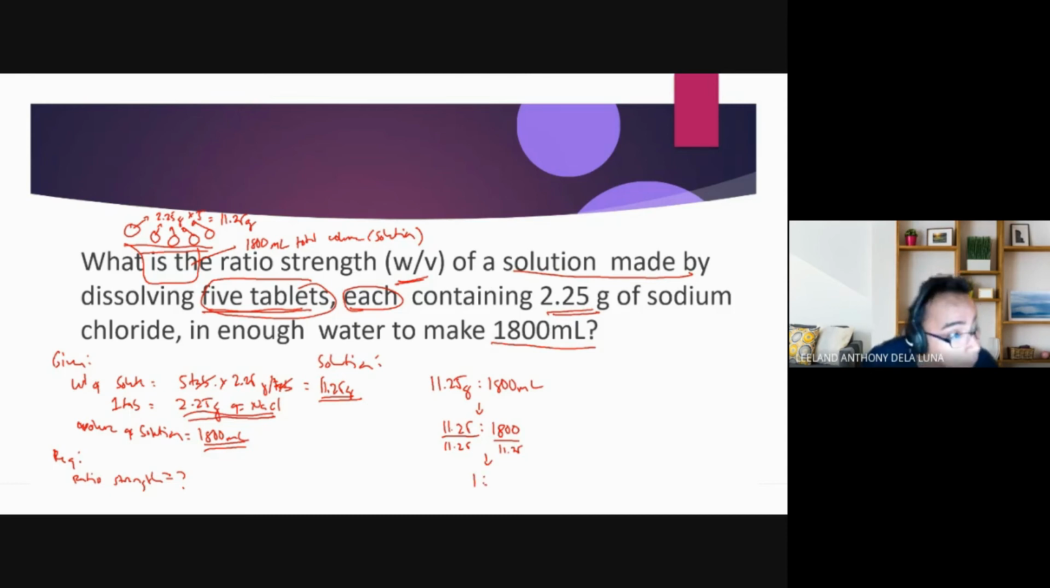Sorry? 160. Ayun, po. Okay, very good. Thank you so much. So ang ating ratio strength will be 1 is to 160.